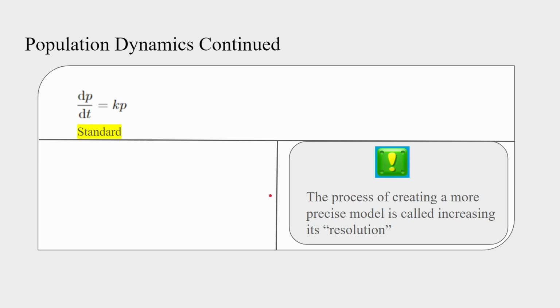Population dynamics continued. The process of creating a more precise model is called increasing its resolution. Hypothetically, you're modeling something and you have this population. It's better to describe it in context because it makes more sense. This doesn't account for that much, so we need to increase the resolution. Now it has a population ceiling: at population n, it starts to level off.